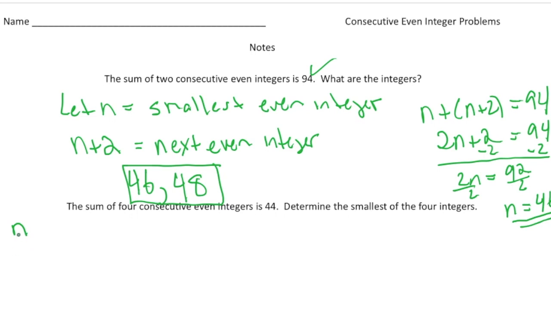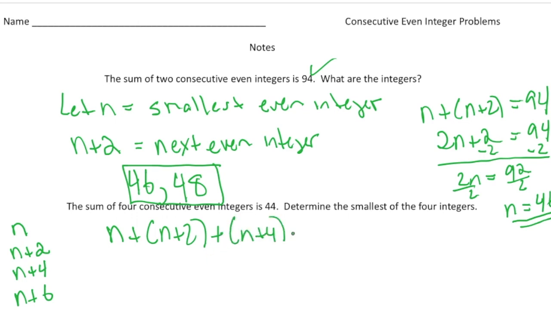And then the second one is going to be 2 more than that. So it's going to be n plus 2. The third integer is going to be 4 more than the first one. So it's going to be n plus 4. And then finally, the fourth one is going to be 6 more than the first one. So it's going to be n plus 6. And we know that the sum is going to equal 44. So we can now write our equation. So it's going to be n plus n plus 2 plus n plus 4 plus n plus 6 equals 44.